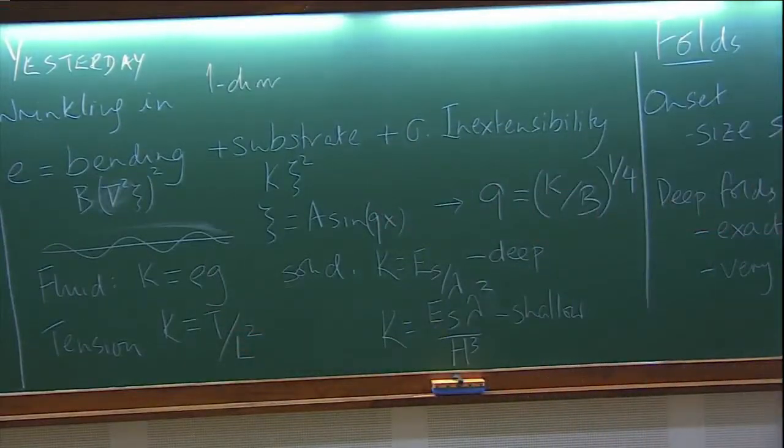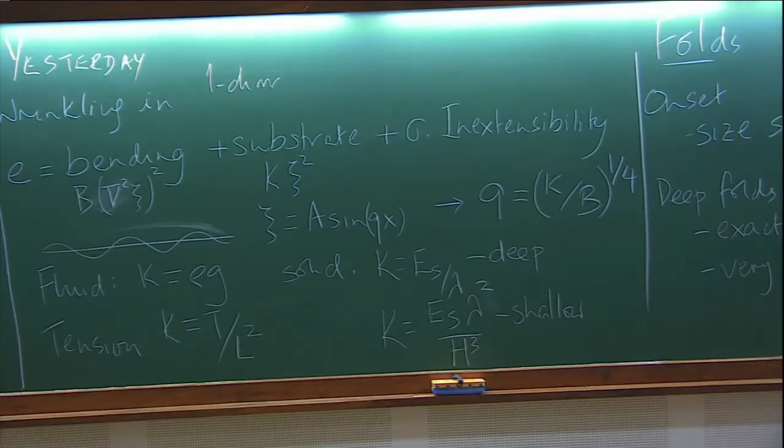Then we talked about folds, right? So you have delocalized solutions for one-dimensional compression. And then we said that there's an observed onset, both in simulation and experiment, where all the wrinkles go away and you get a fold. So we talked about the onset, we talked about the size scale of these folds at onset, we talked about the energy of these folds at onset. I won't write down what we found.